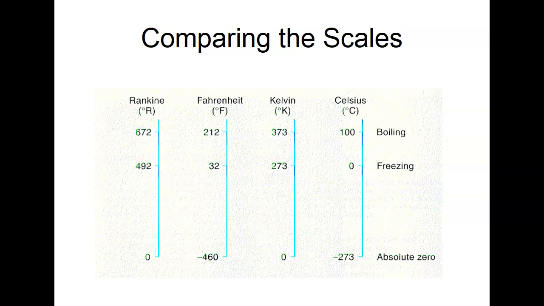I need to research that and see how they came up with these 32 degrees and 212 degrees for freezing and boiling. Anybody know? It's weird. The Celsius scale makes more sense because it says freezing is what? Zero and boiling is 100. Anybody know how to convert between the Fahrenheit and the Celsius scale? Google this.